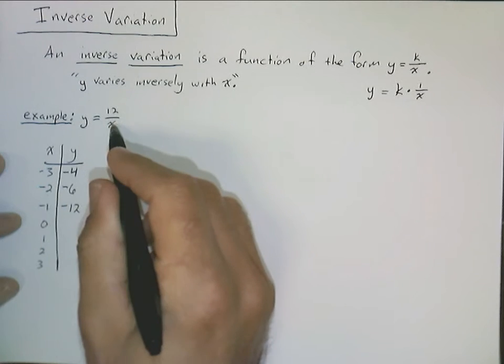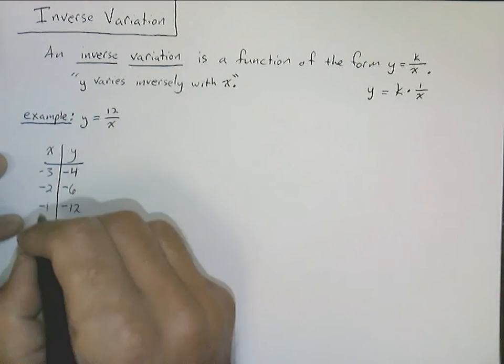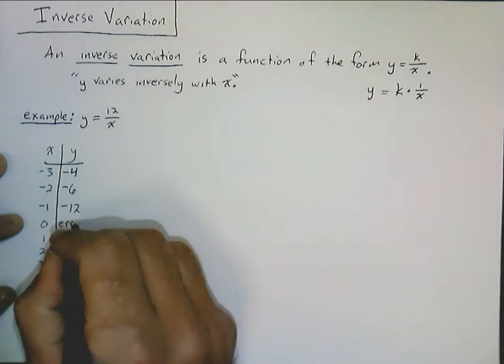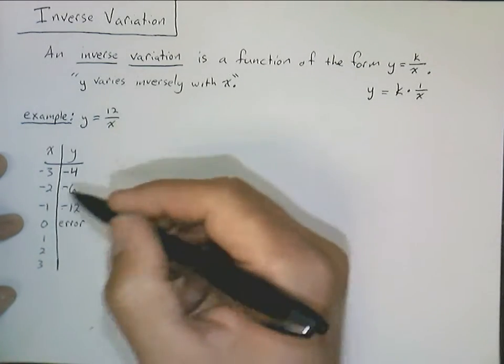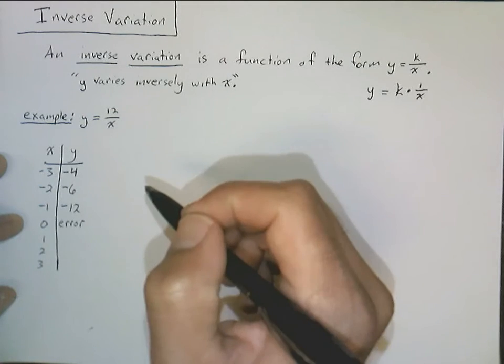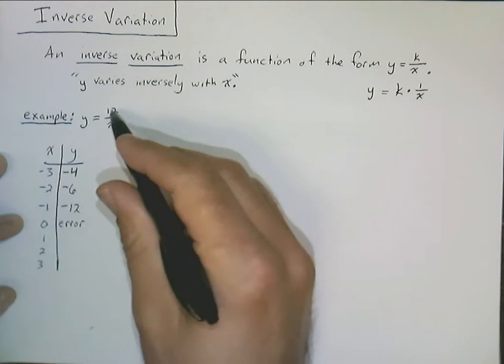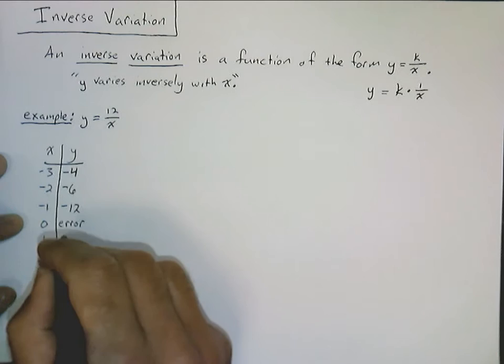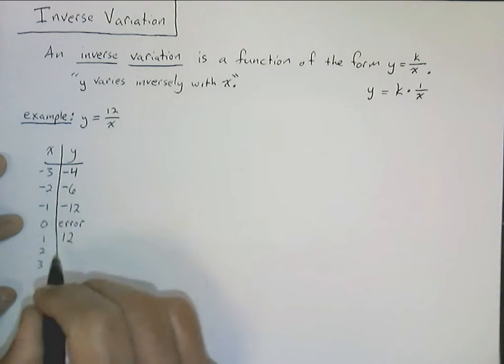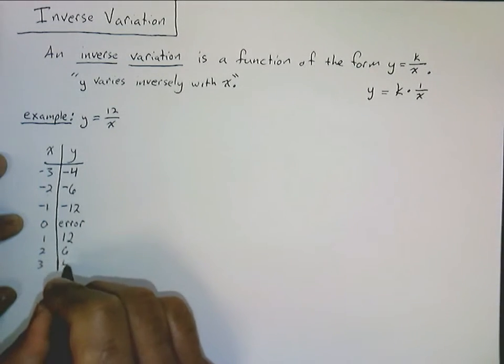Try to plug in 0 though here. 12 divided by 0, well, we can't do that. There's going to be an error here if we plug that into our calculator. You can't divide by 0 in the real numbers. But then 12 divided by 1, there we go, that's going to be 12. 12 divided by 2 is 6. 12 divided by 3 would be 4.